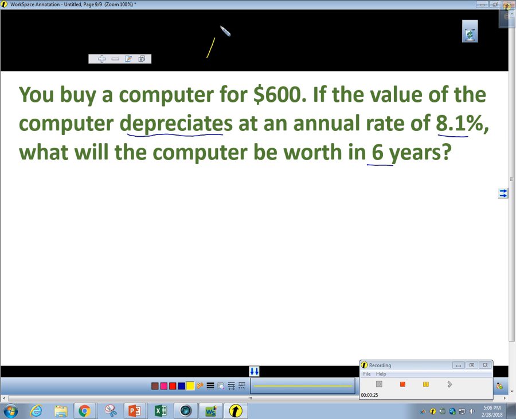So that is A equals P(1 minus R)^T. So P, as always, is our starting amount. So our starting amount here is $600. That's what the computer's worth originally.